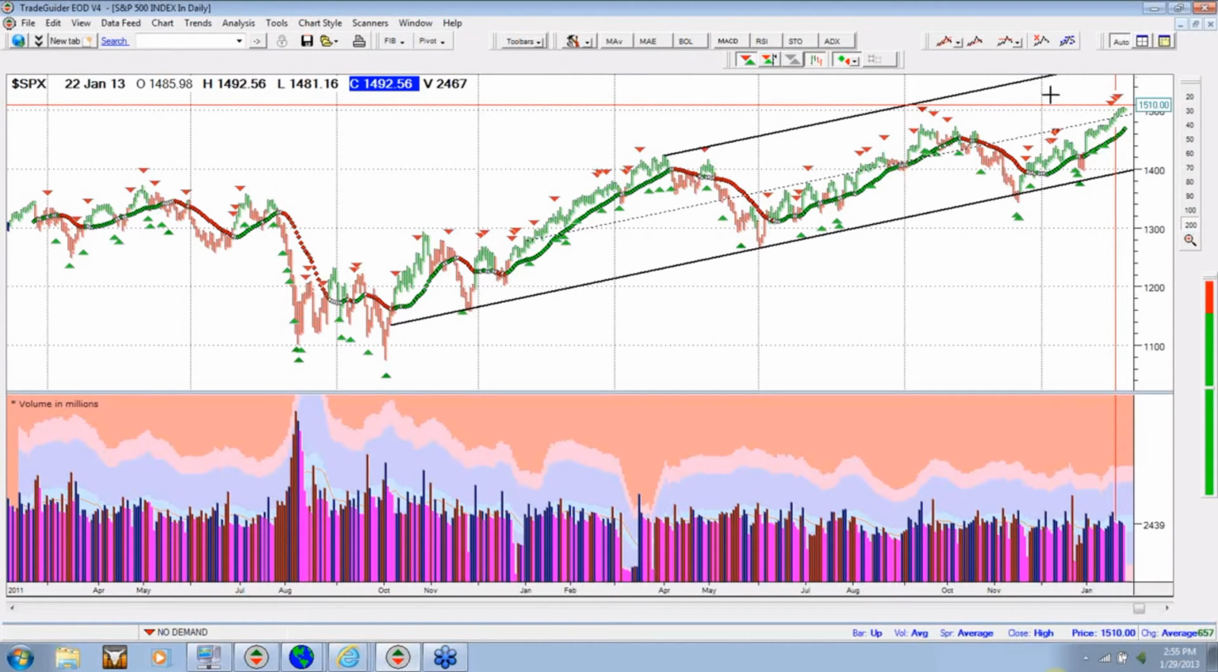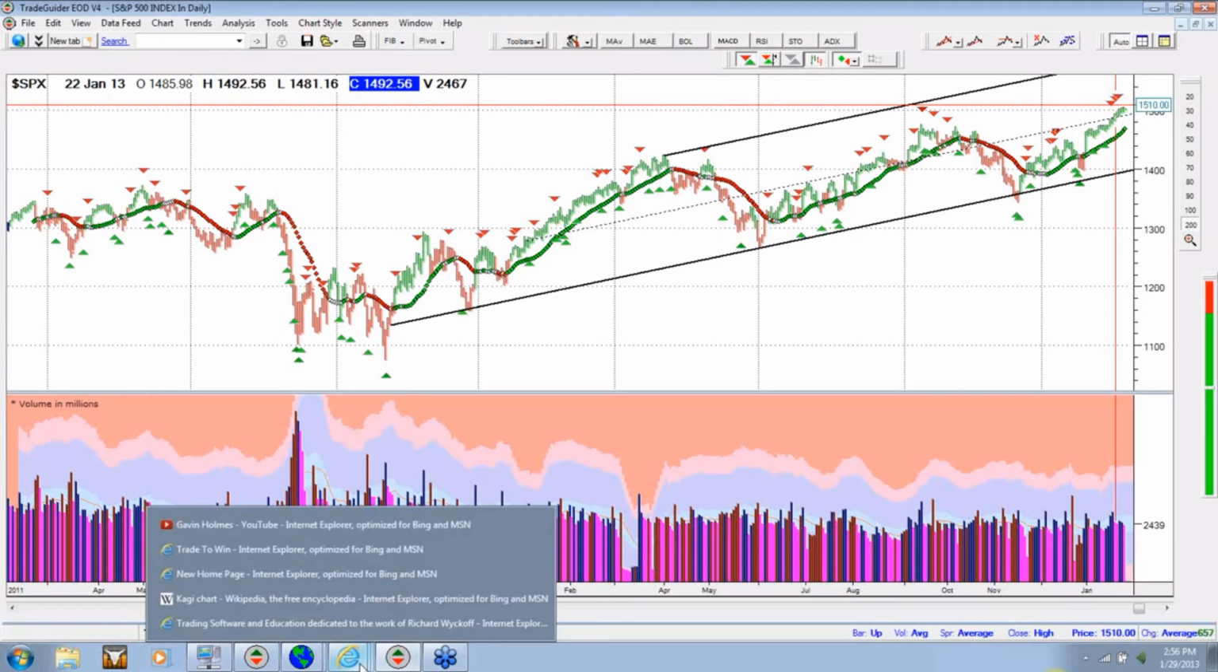Okay, to finish up, a couple of you have asked about the point and figure chart. Okay, yes, it's here, I think.